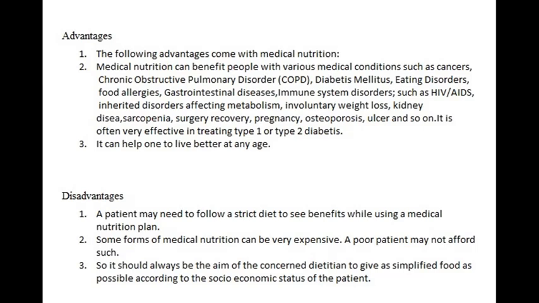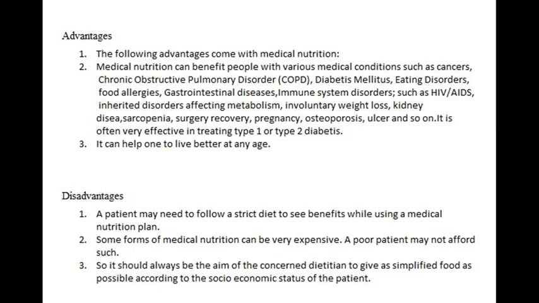Disadvantages. There are some disadvantages of medical nutrition. The patient may need to follow a strict diet to see benefits while using a medical nutrition plan. That is where your counseling part will come in. If you are good at counseling, then you will always be able to make the patient understand why the particular diet is important. Some forms of medical nutrition can be very expensive. Yes, true. A poor patient may not afford such.